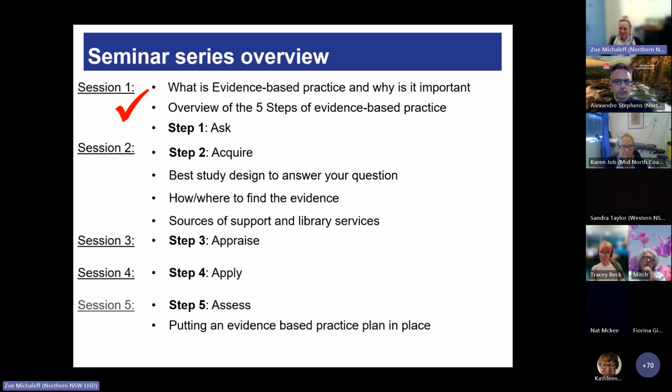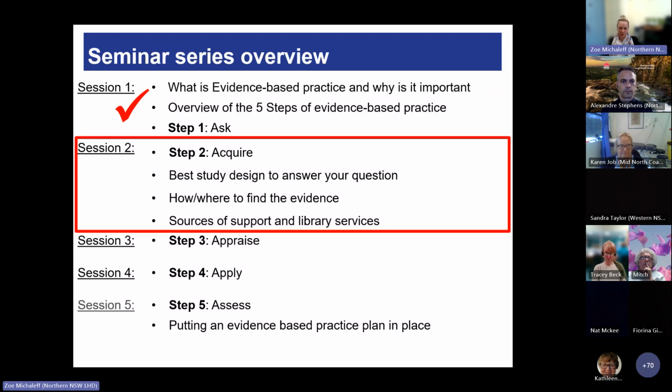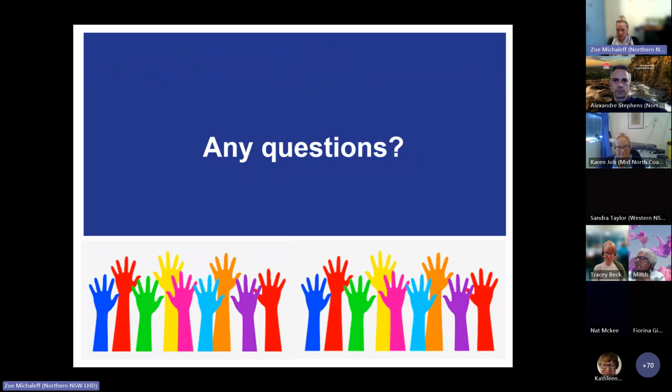Just to let you know that you've made it through the first session, the first step in our evidence-based practice journey. Next week, we're going to move on to step 2, how to acquire or find the relevant evidence and high quality evidence to answer your clinical question. We're going to have a look at how and where to find this evidence and the sources of support that you've got available to you as healthcare professionals. So we look forward to seeing you next week, and we hope you can continue your evidence-based practice journey with us. Are there any questions?